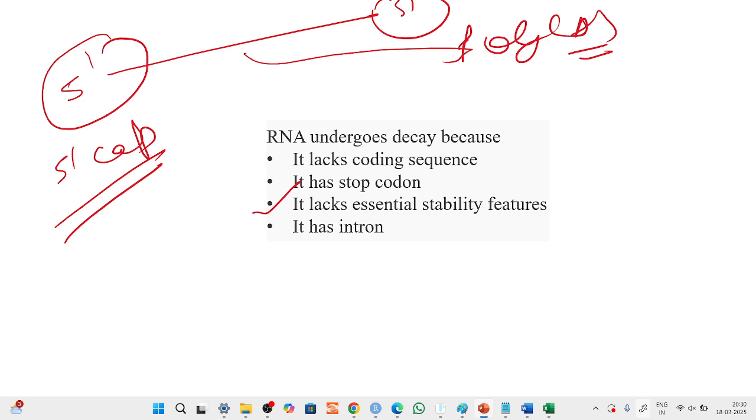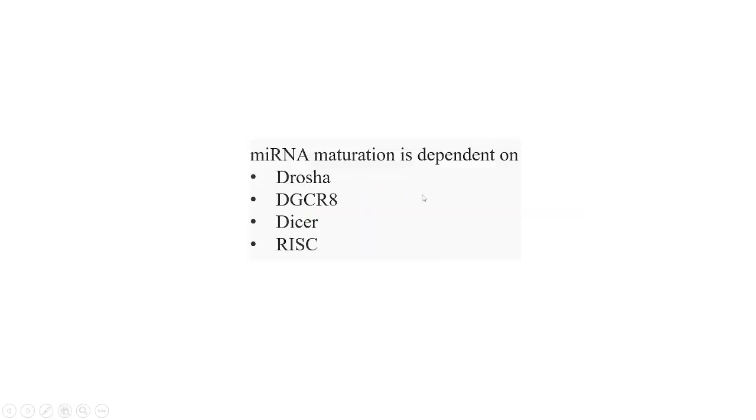Okay. Now the next question is, miRNA maturation is dependent on DROSHA, DGCR8, dicer or RISC. On what does miRNA maturation depend?